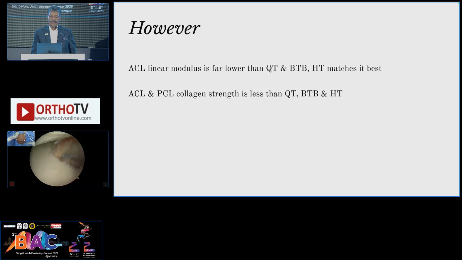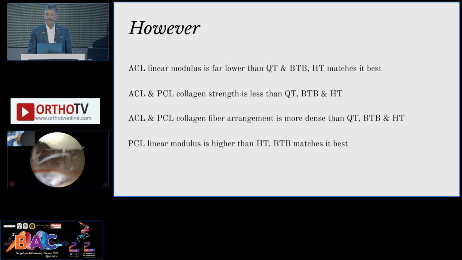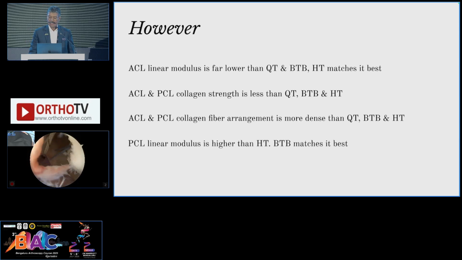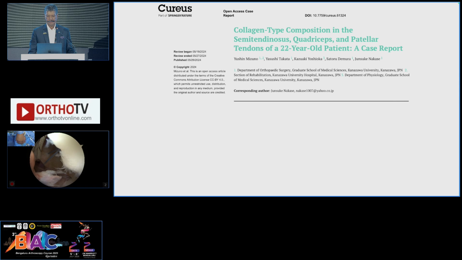ACL and PCL collagen strength is also considerably less than all the 3 grafts commonly used to reconstruct it. However, the arrangement of collagen fibers in ACL and PCL is more dense than any of the 3 ligaments. The linear modulus of the PCL is actually higher than hamstring. BTB graft is the graft which matches it the best. And these are values at time 0 when we put them into the knee. So we don't know how these values change with the process of ligamentization.